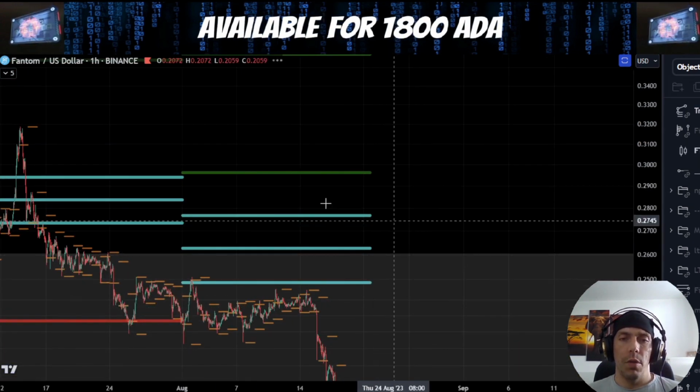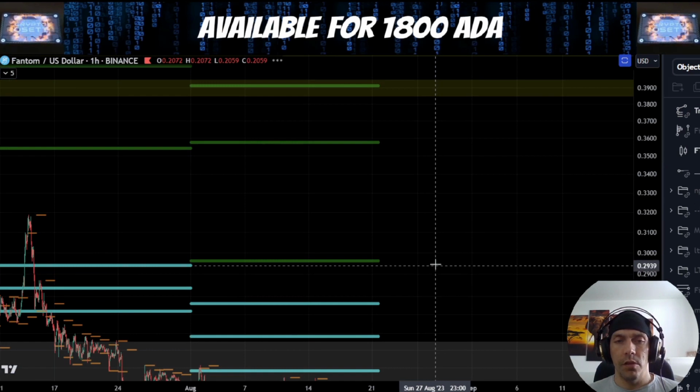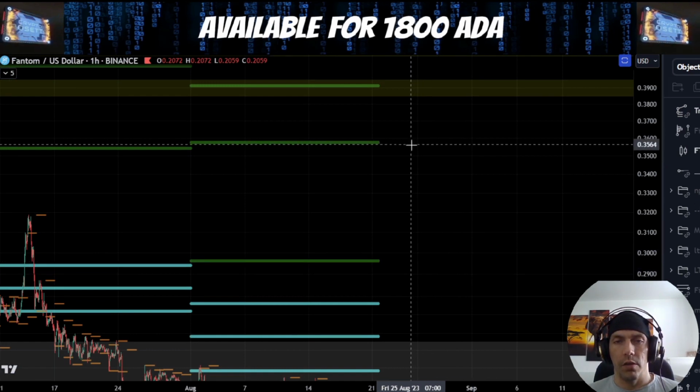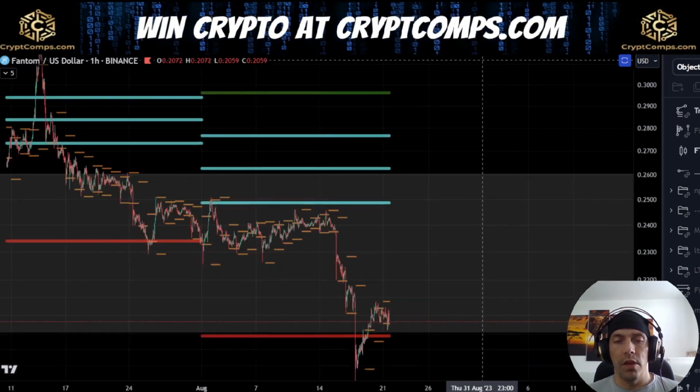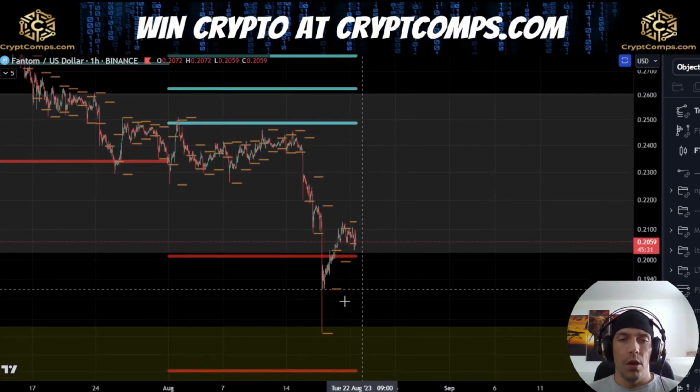If, however, we start to make our way through these this month, potential upside targets would be this 2964. We have this 3579 and this 3914 as potential upside targets. So I'm going to be keeping an eye on this.